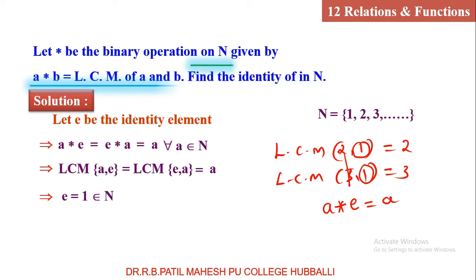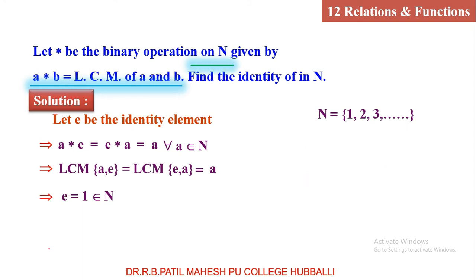LCM of 2 and 1 means 2 star 1. LCM of 3 and 1 means 3 star 1. Hope you are understanding. Here in general I am taking A star E and I am getting the same number, means in general A only I should write. It satisfies the definition of identity element for which number? For the number 1. So identity element for this operation is 1.